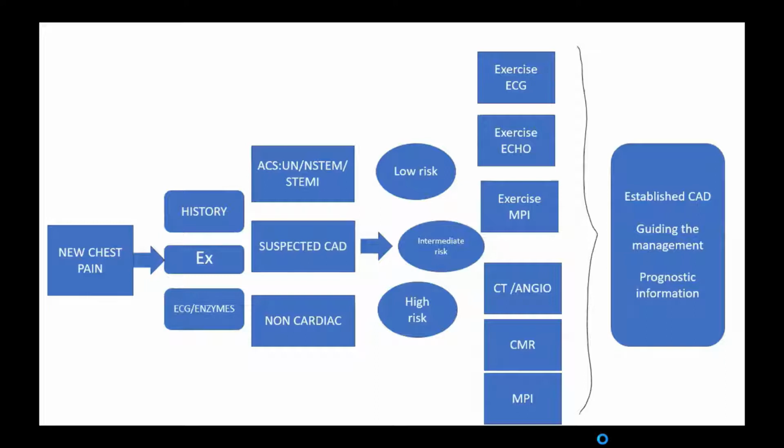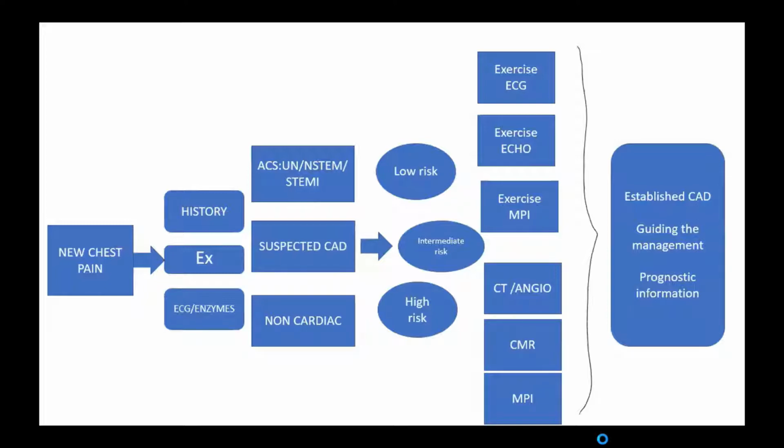Either you have a patient who has an ACS, and then you know, of course, how to deal with that. Or the pain is non-cardiac. The third option is the suspected coronary heart disease. According to your pretest probability, you will divide those into low risk, intermediate, and high risk. And then with all these modalities you have, starting with exercise ECG, through echo, MPI, CT, MRI, you will establish the diagnosis of coronary heart disease. It will guide you as well for the management and give you prognostic information about your patients.